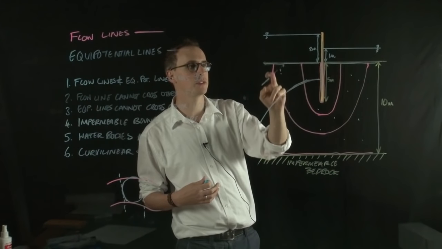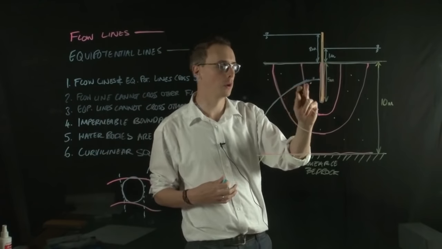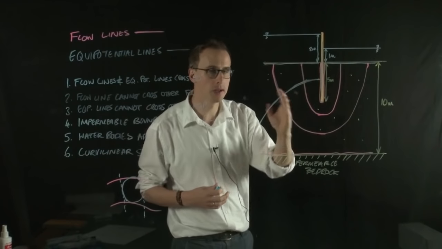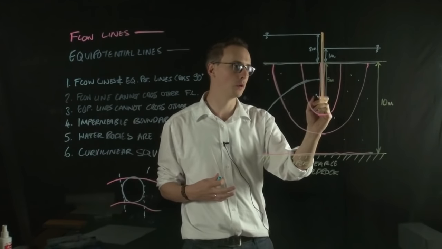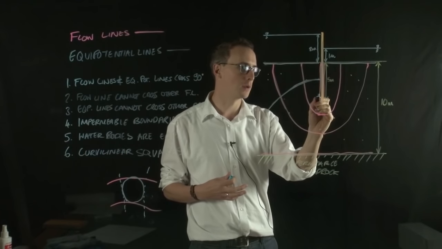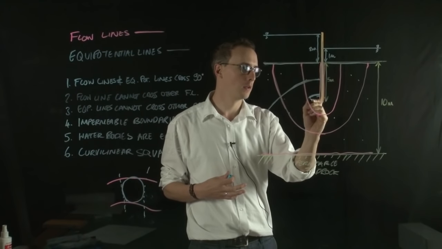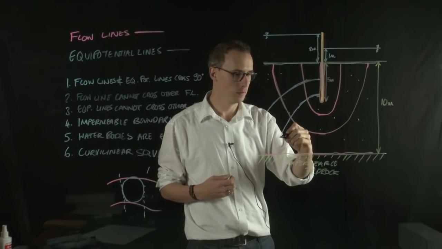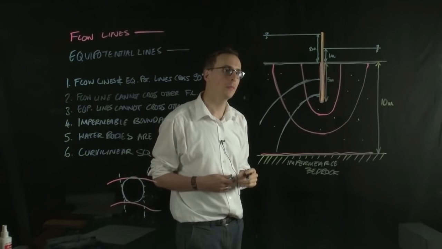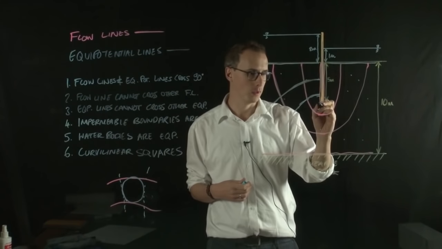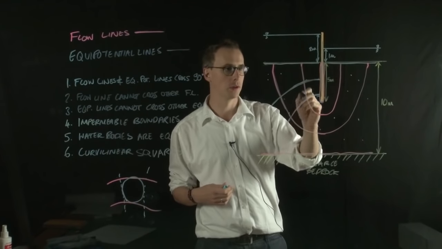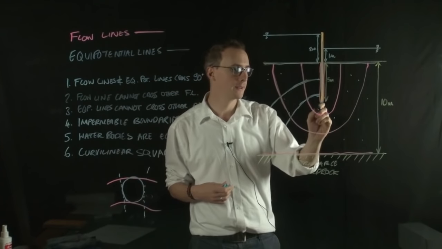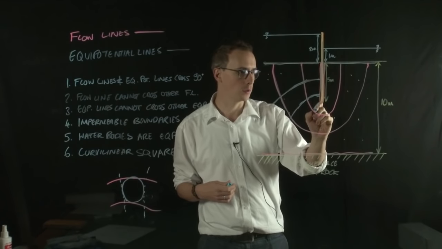Now you can see that there's maybe something wrong with this shape, so I might want to redraw this flow line to bring it in a bit. But let's do that in a sec. Let's try and draw a few more of these equipotential lines on. So we can draw another one here, again careful to cross at right angles. And we can see that there's a problem here with the curvilinear square. That's certainly not right. And then we'll draw another one here.